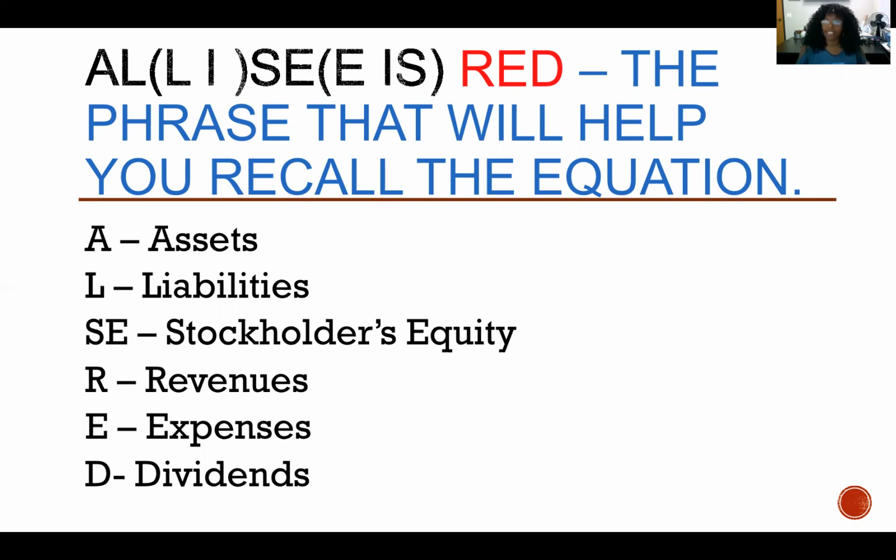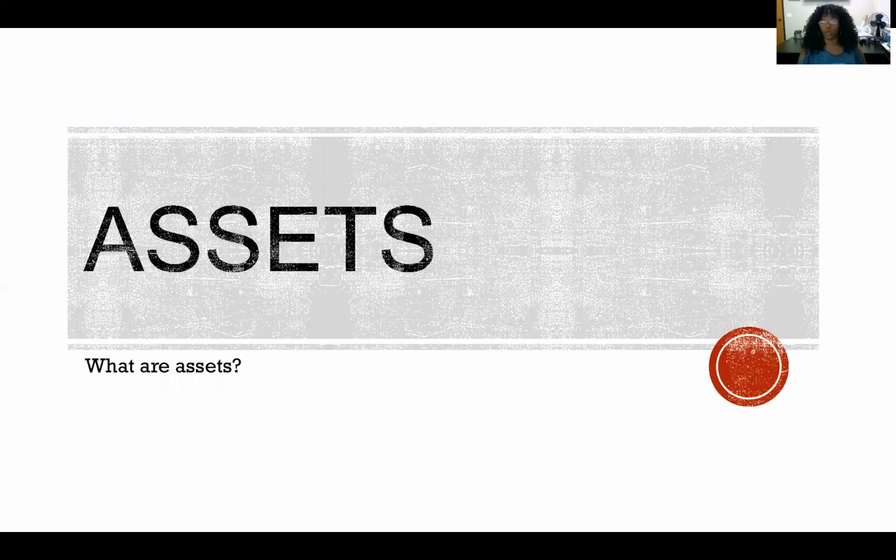Now remember, it is an equation, so you do have to know that assets equal liabilities plus stockholders' equity plus revenue minus expenses and minus dividends. All right, so let's go and review first the basic accounting equation components.